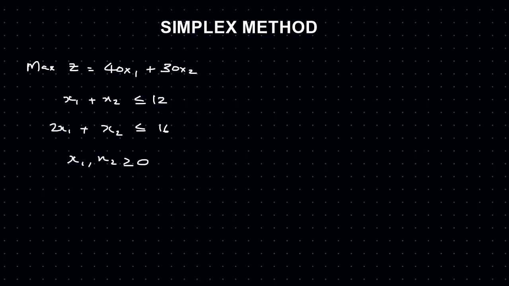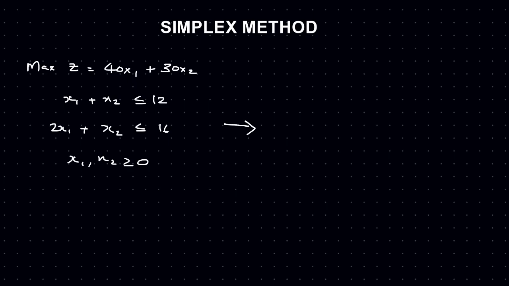Hello and welcome. In this video we'll see how to do a linear programming problem using the simplex method. For simplex methods, in general we will be given a maximization problem together with less than or equal to constraints. When we are given such a problem as shown here, we start by converting that into its canonical form.